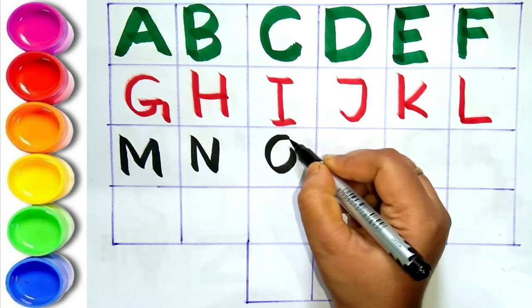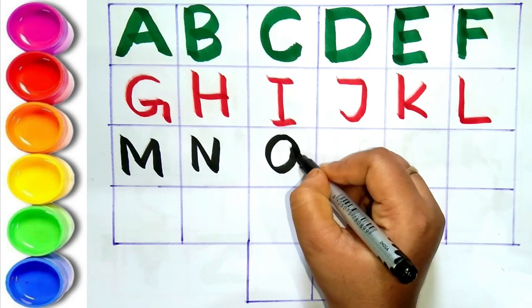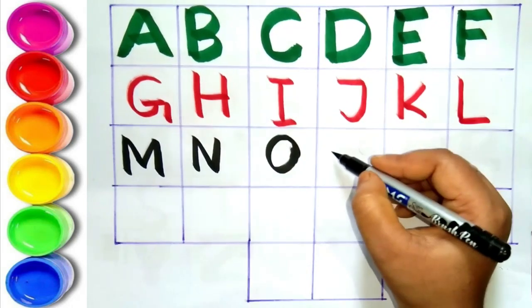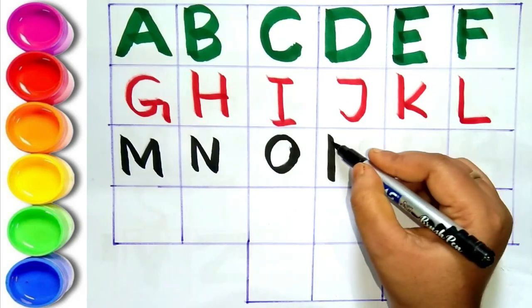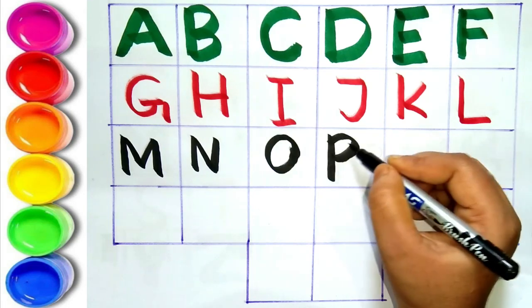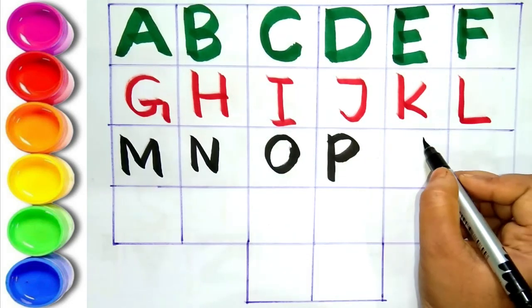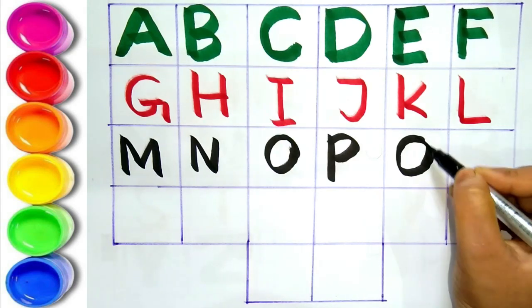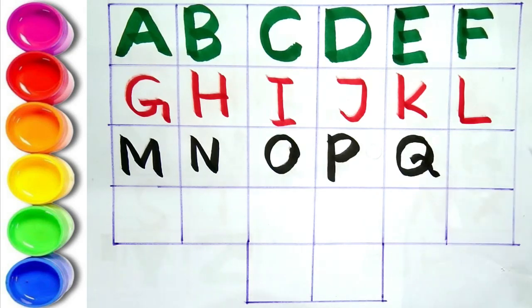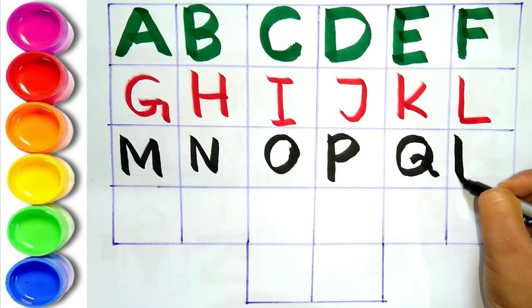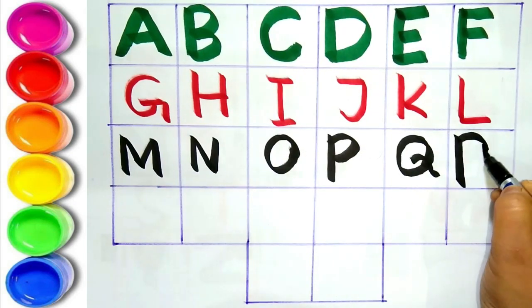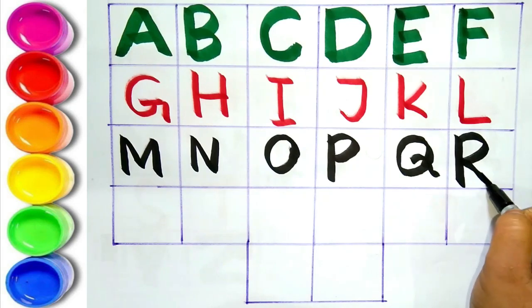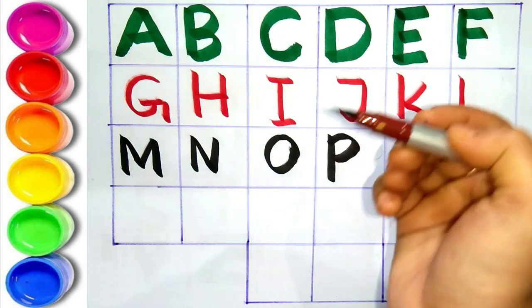O, O for open. P, P for pen. Q, Q for quiet. R, R for rabbit. Brown color.